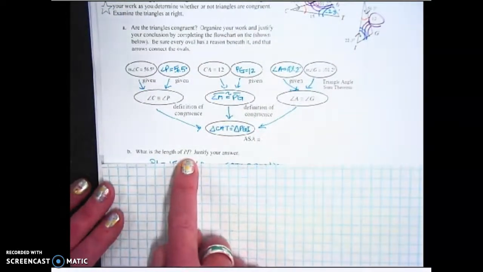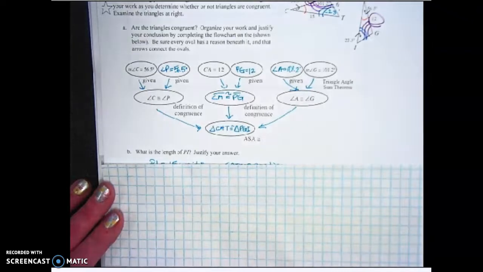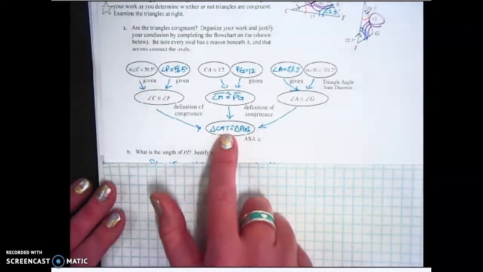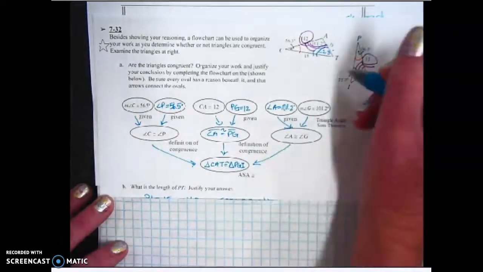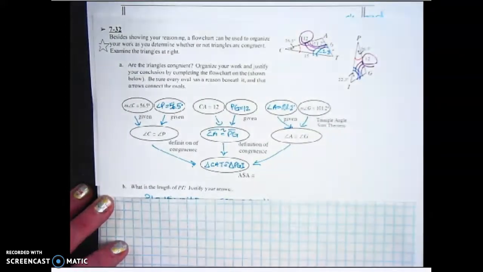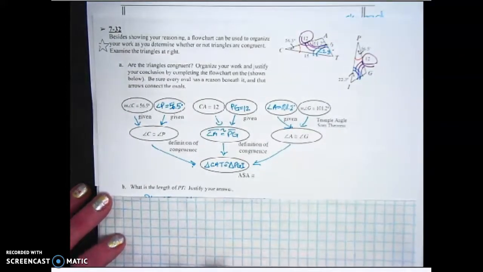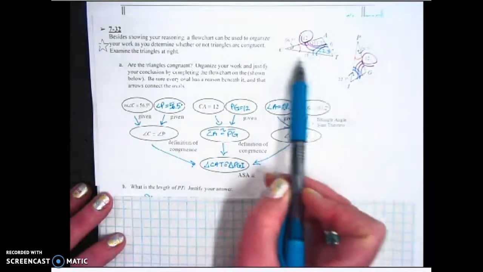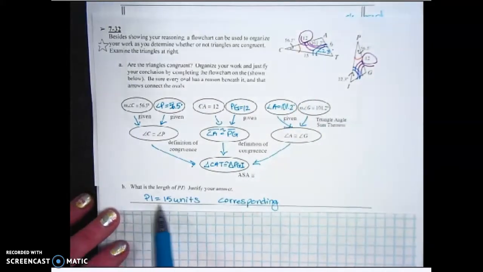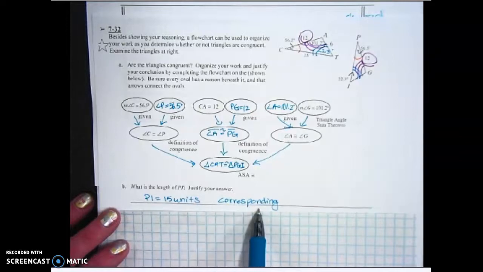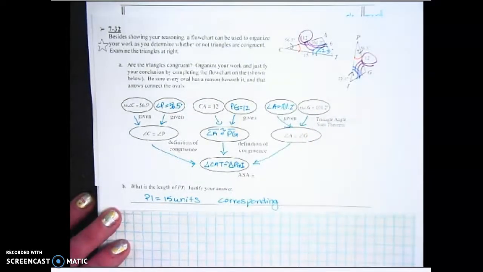Question B says, what is the length of PI? So now we've said that these two triangles are congruent. So PI, this side right here, what is the measure of that going to be? 15, because if you look at the other triangle, the long side is 15. So you're going to say PI is 15 units. Why? Because it's corresponding to the other triangle. It's the corresponding side. It's definitely not the 6. That's too short, right? Okay.